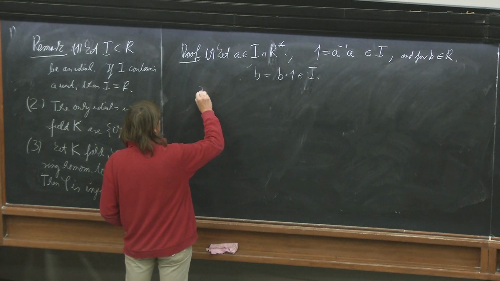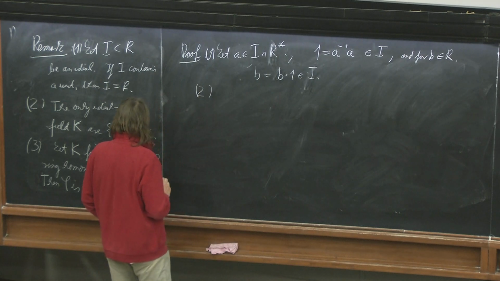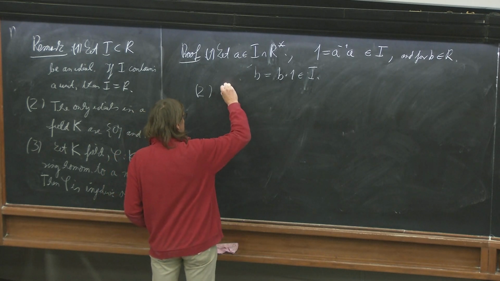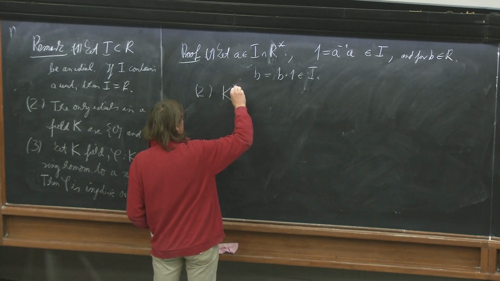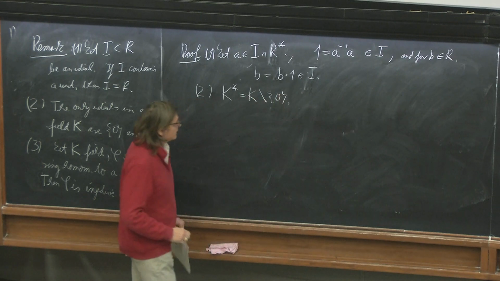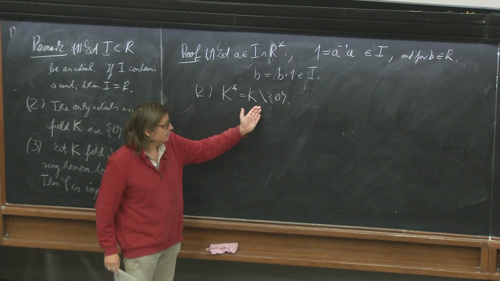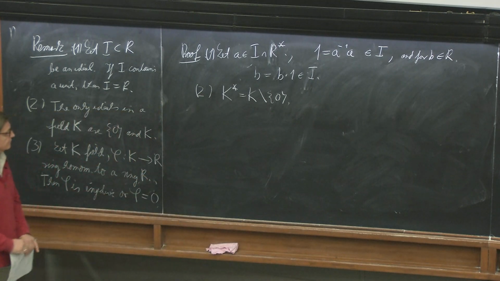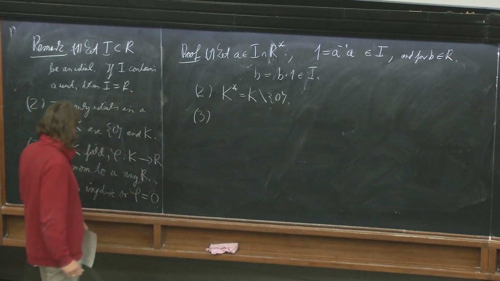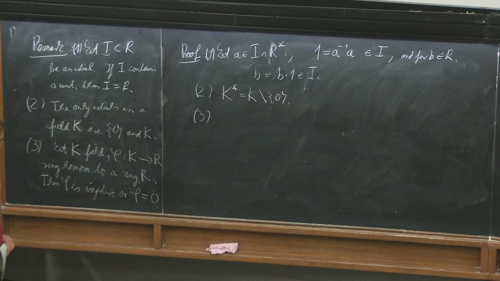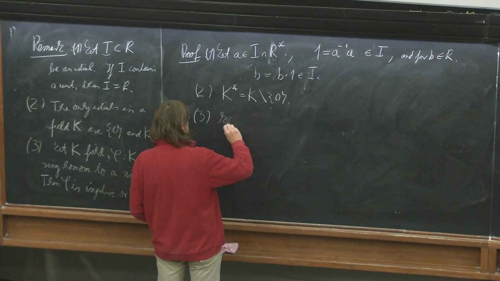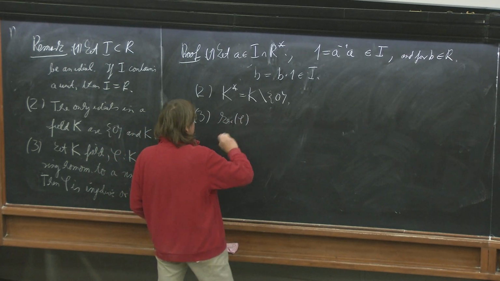Namely, the second follows from the first by noting that the units in K are just K without 0. So if the ideal is not the 0 ideal, it contains a unit, and therefore it must be the whole of K. And the third one is that we note that the kernel of phi is an ideal.